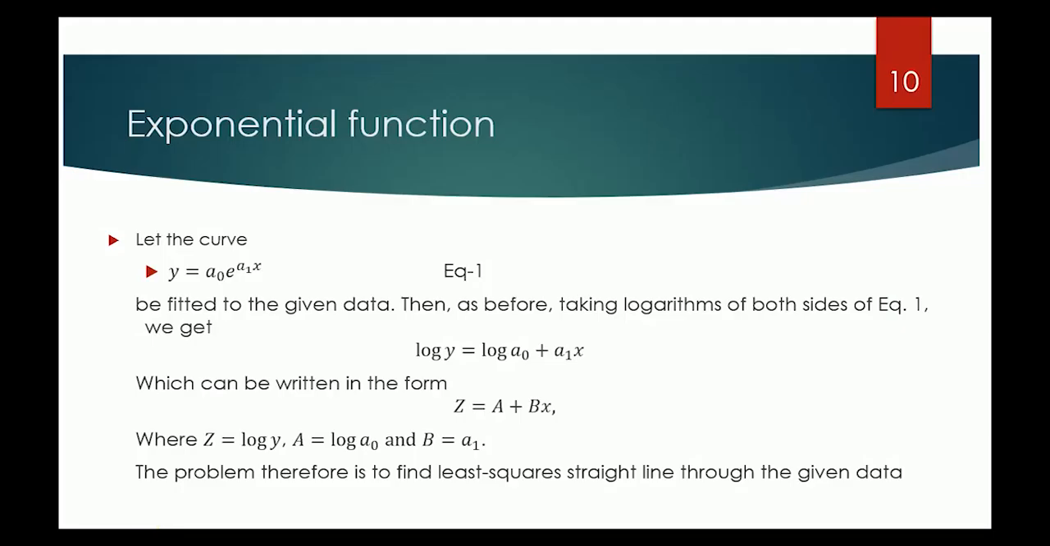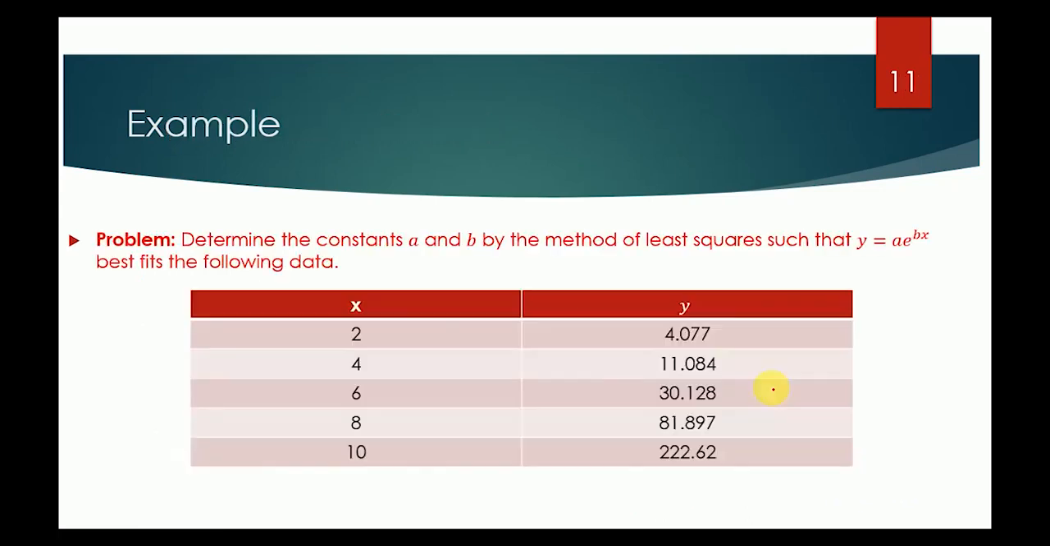So for the third one, what is the exponential function? y is equal to a0 into e to the power a1x looks like an exponential function. Then as before, we will take log at both the sides. log y is equal to log a0 plus a1x, because log e is equal to 1, which can again be written in the form of z is equal to a plus bx, where z is equal to log y, a is equal to log a0 and b is equal to a1. Now the problem therefore is to find the least square straight line through the given data.